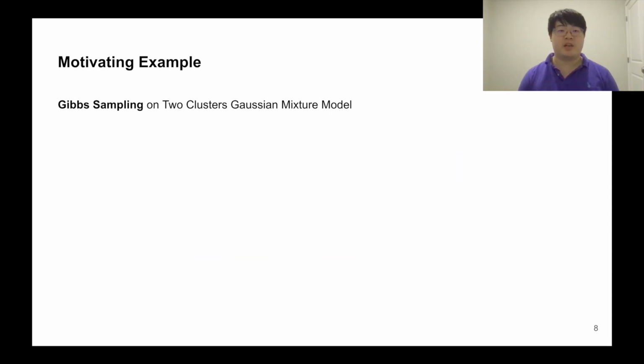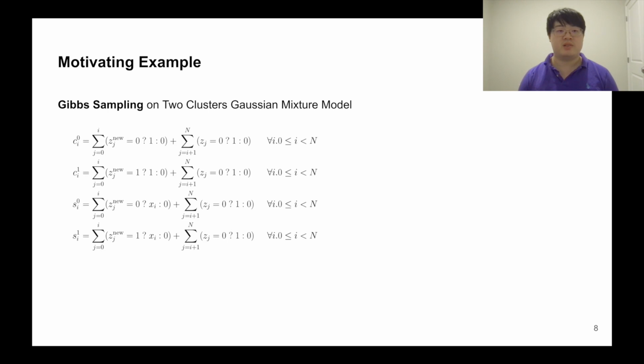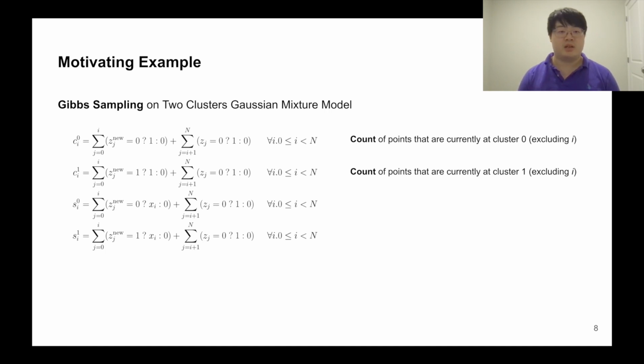So here's a specification of Gibbs sampling on two clusters Gaussian mixture model. This specification first defines the following four quantities. C0 is an array indexed by i, with the length of the total number of observations. It represents the counts of the number of points that are currently located at cluster 0, excluding the index i. Similarly, C1 is also an array indexed by i with the length of the total number of observations. It represents the counts of the number of points that are currently located at cluster 1, excluding index i.